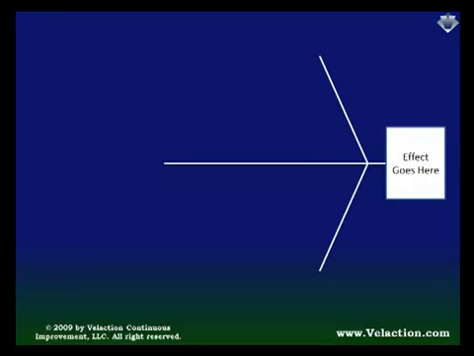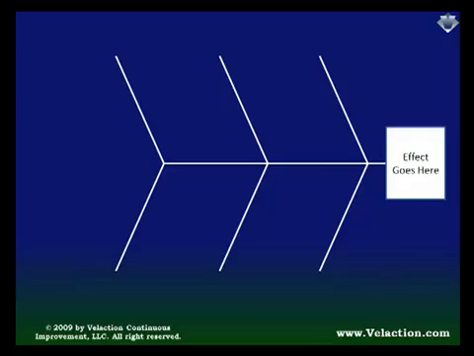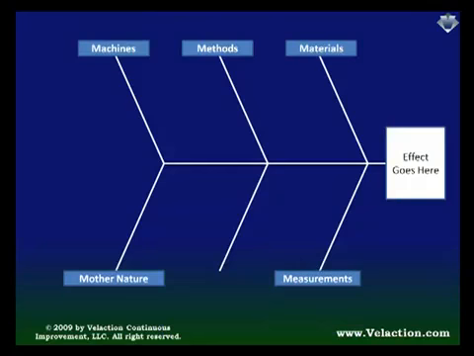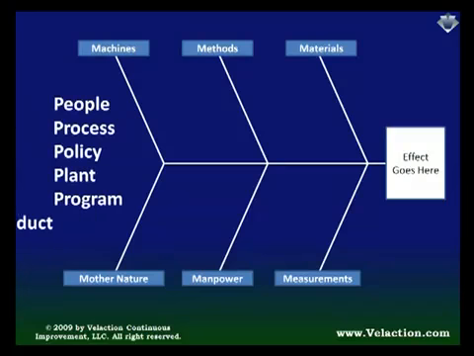Then you're going to draw the spines off the backbone. These spines provide the groupings for the causes that you will be adding to the chart. In the standard version of the shop floor fishbone, you'll see 6 spines corresponding to the 6 M's. The 6 M's are materials, methods, machines, measurements, Mother Nature, and manpower. You might, however, see manpower switched out with a more gender-neutral word. In the office, you'll likely see the 6 P's: people, process, policy, plant, program, product.